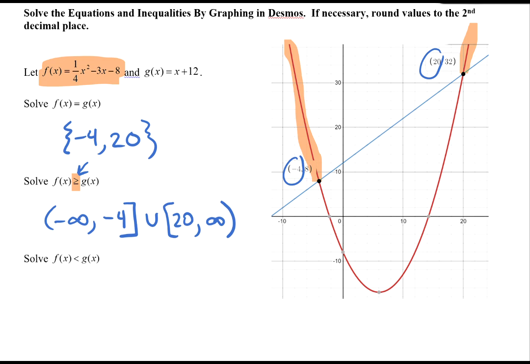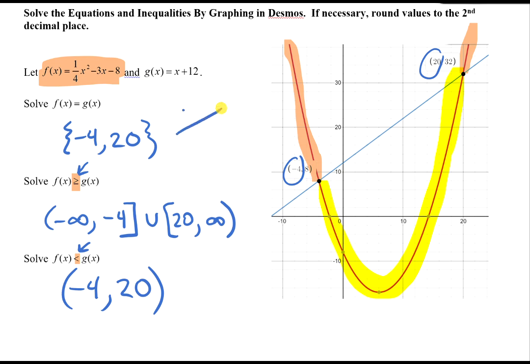Finally, when we look at f of x less than g of x, that would be when the graph of the parabola is underneath the graph of the line. So that would be in this region. So we'll be looking at values from -4 up to 20. And because I do not have an equal sign in the inequality, I would use a parentheses. So I end up with a solution set of -4 to 20 for my last result.